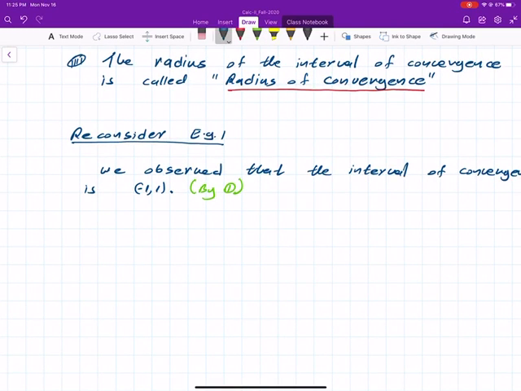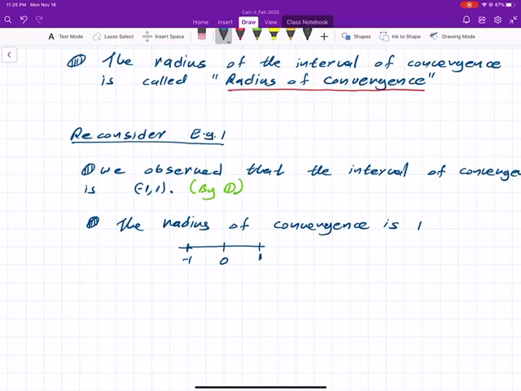Okay, now let's consider the radius of convergence. The radius of convergence is, here the radius is 1. You know, the interval is from -1 to +1. If this is the number line, here you have -1, here 0, here +1. So this is how the interval will look, and then the radius is actually that.